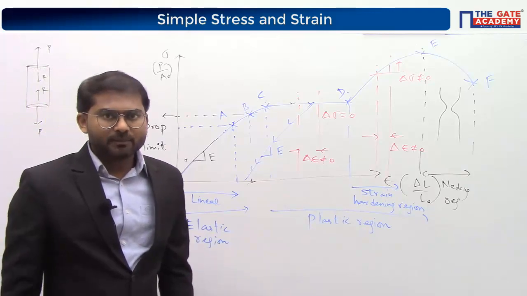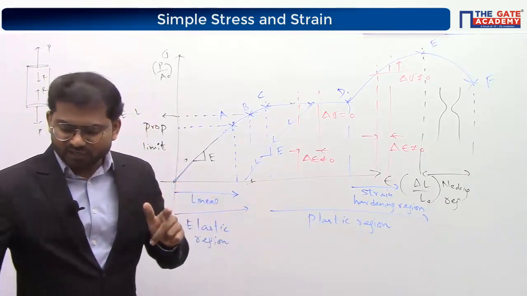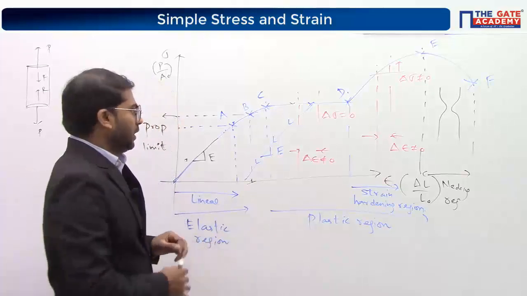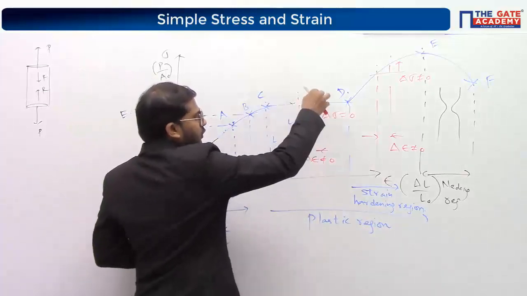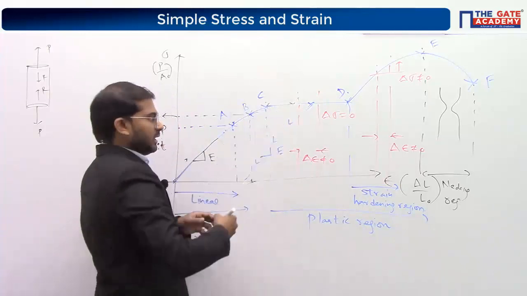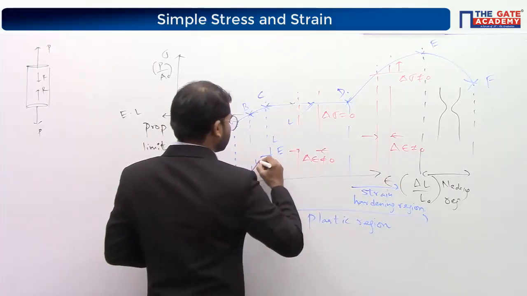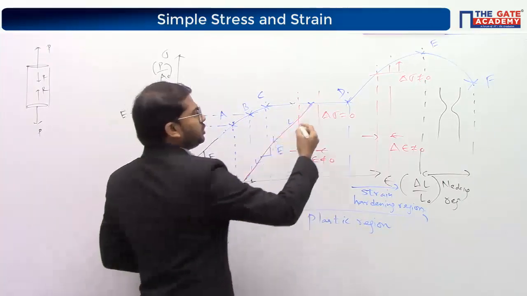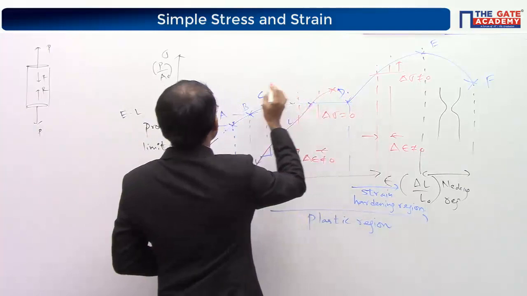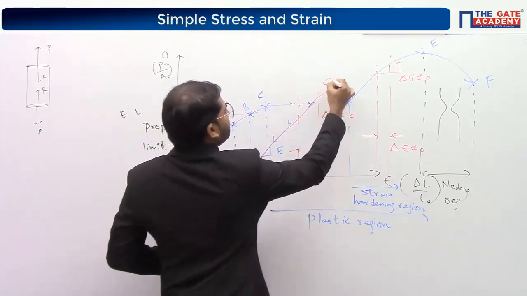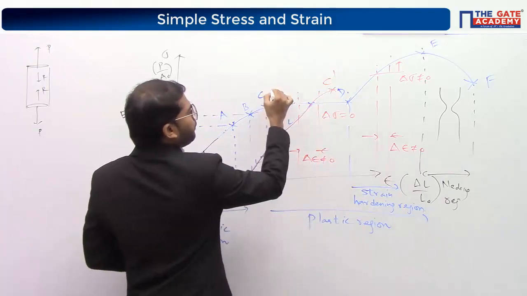Understood? Okay? But please listen carefully here, because we got a question in the GATE 2019 paper based on this itself. Once you unload after point C and load it again, let's assume from here you are loading it again, or any point after C, you will experience a yield point slightly higher than this. So the yield point will become C dash. So the yield point got increased.